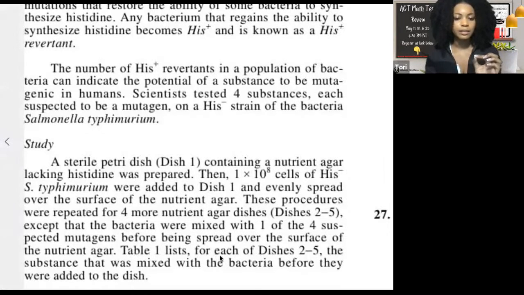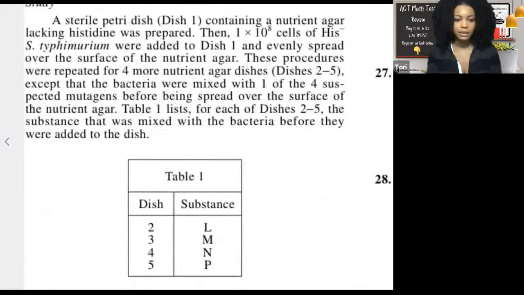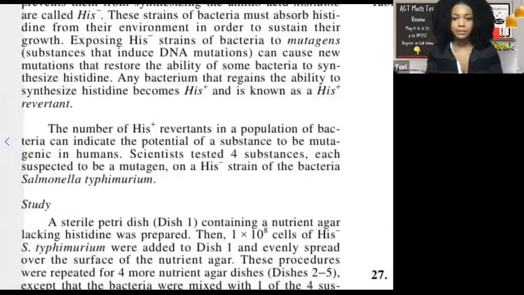Table 1 lists each of the dishes 2 through 5, the substances that was mixed with the bacteria before they were added. So table 1 really is just for labeling purposes, so that we know what did we put on dish 2, what did we put on dish 3, 4, and 5, right? That's all it's saying. It's just a list labeling what did we put on each dish. Okay, let's continue on over here.